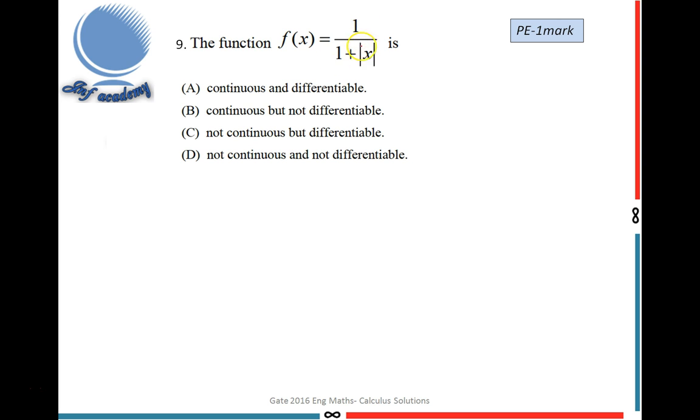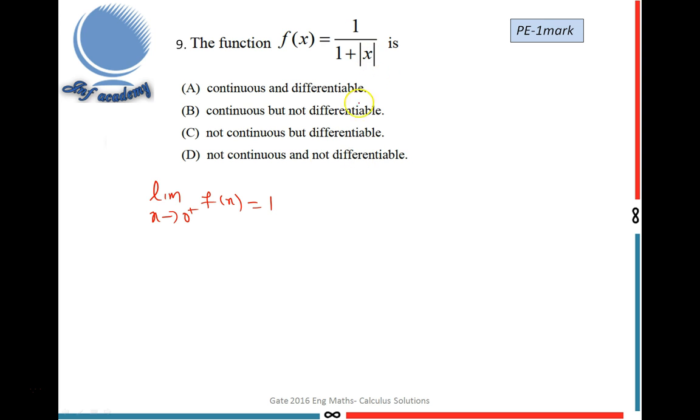Modulus x is involved in this function f of x. I analyze x equal to 0, because x greater than 1 and x less than 1 values get the same cap. Okay, so I analyze x equal to 0. First I check the continuity. As x tends to 0 plus, the right hand limit f of x, meaning greater than 0 values, in this case gives 1.